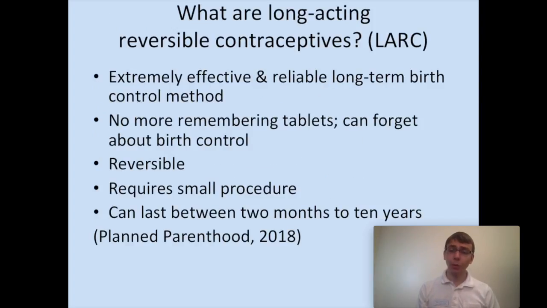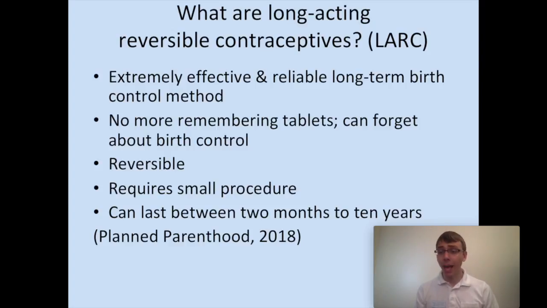Now let's get down to it. What is LARC? LARC is an extremely effective and reliable long-term birth control method, and LARC is 98% to 99% effective. It is the most effective method of birth control, and the reason that it is, is because LARC does not require any regular maintenance.